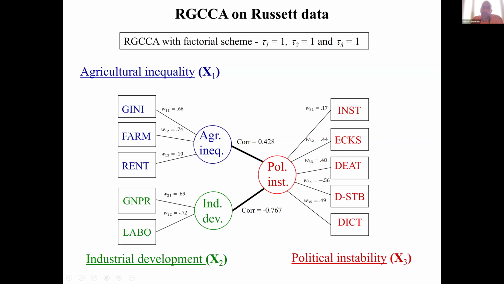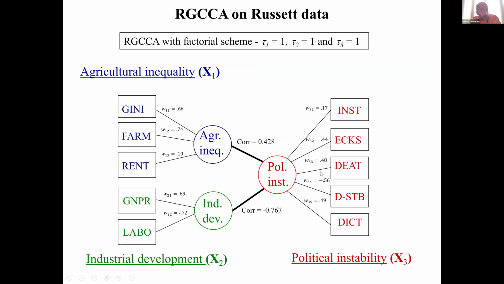And then you can interpret the correlation between the latent variables, but you can also interpret the contribution of the original variables to the construction of the latent factors. Okay? And you can see that Gini and Farm contribute significantly to the construction of the latent variable, but Rent does not contribute significantly, according to the bootstrap confidence interval, to the construction of the agriculture inequality. And we have the same interpretation for all the blocks.